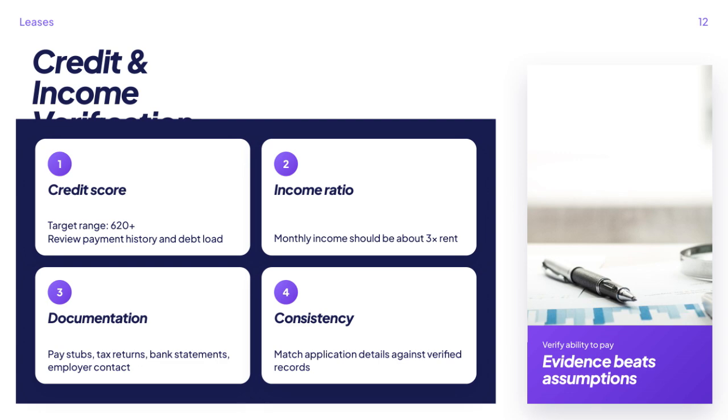First, we look at the credit score. Ideally, it should be 620 or higher to meet the target range. This helps us understand their payment history and current debt load, giving a snapshot of their financial reliability. Next, we assess the income ratio. A good rule of thumb is that the tenant's monthly income should be about 3 times the rent, ensuring they have sufficient funds to cover payments comfortably.